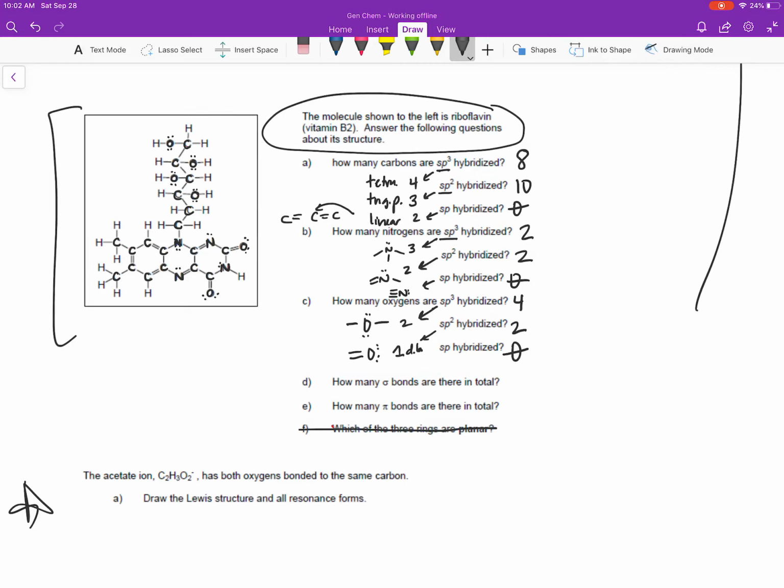Then it says how many sigma bonds are there in total, how many pi bonds are in total. The hardest part about this is missing one. So I usually go through and I'll say 1, 2, 3, 4, 5, 6, 7, 8, 9, 10, 11, 12, 13, 14, 15, 16, 17, 18, 19, 20. So then I know in this section I have 20. That way if I make a mistake I can come back.